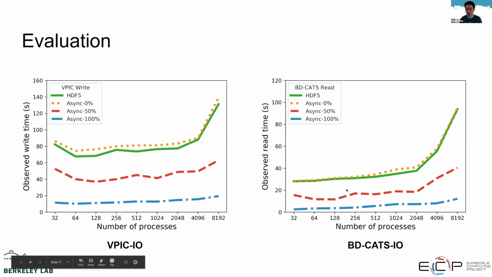On the right hand is another application. This one reads the data that the VPIC IO writes. Similarly, we see a low overhead with the dashed orange line and green line, and we see a significant time reduction with the other 2 scenarios where we have some time for the async operations to overlap with.